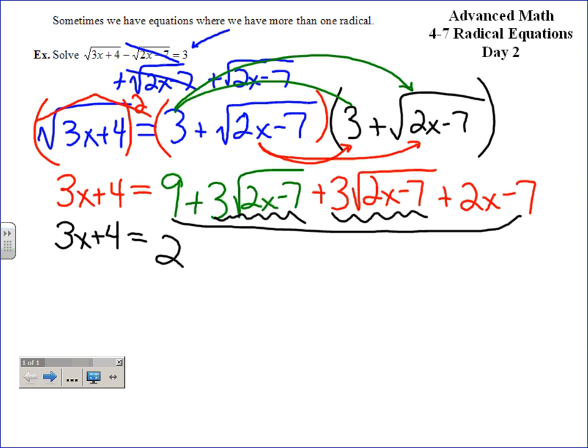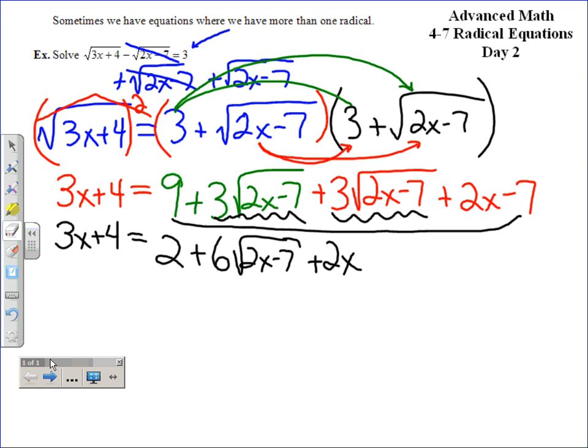Here I have 3 square root of 2x minus 7. Here I have another 3 square root of 2x minus 7. So how many of them do I have? I have 6 square root of 2x minus 7s plus 2x. And I don't like how this looks like division, so I'm going to get rid of it.